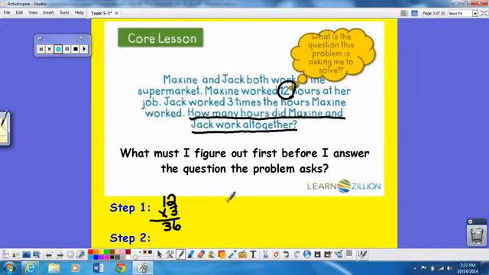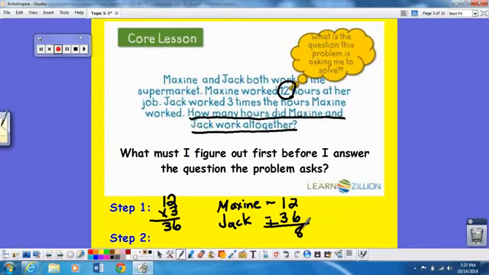So now we can say we know Maxine worked 12 hours. Now, because we figured out the hidden question, we know that Jack worked 36 hours. So now we can do the simple addition because it says how many hours did they work all together. Now that we know Jack worked 36, we simply add up 12 plus 36.